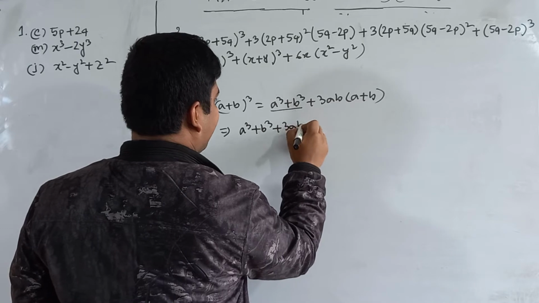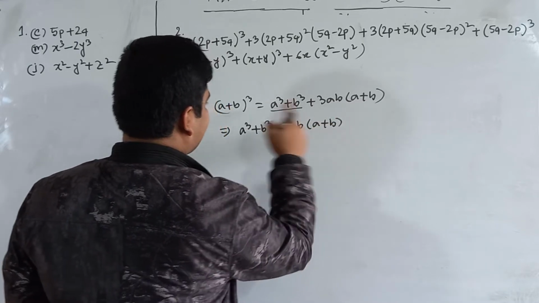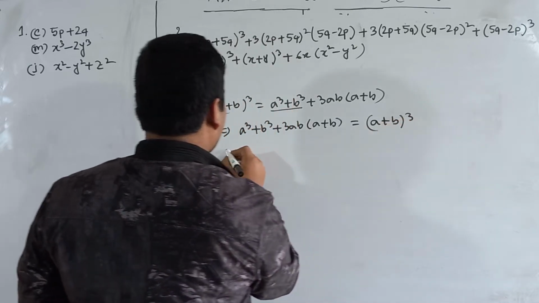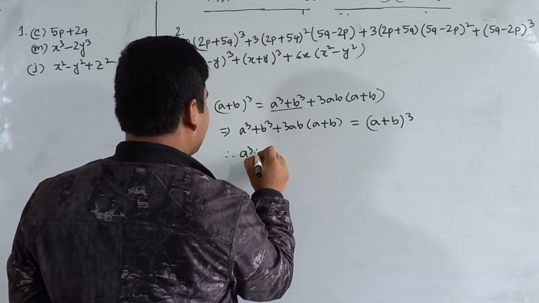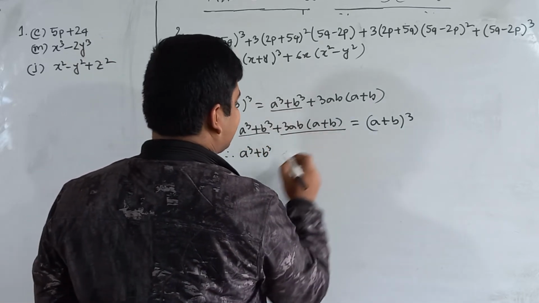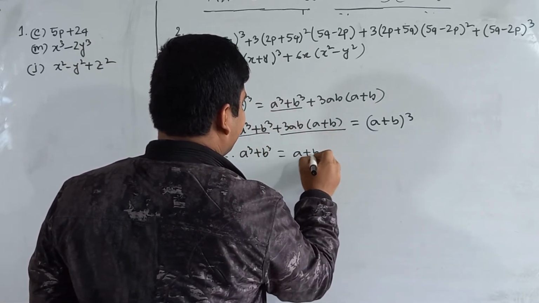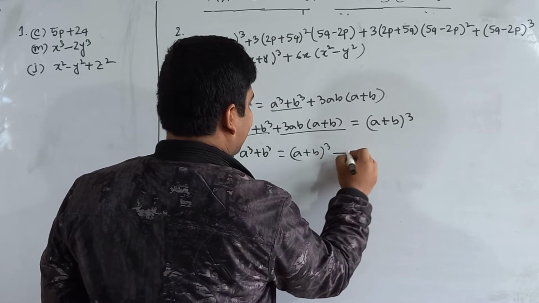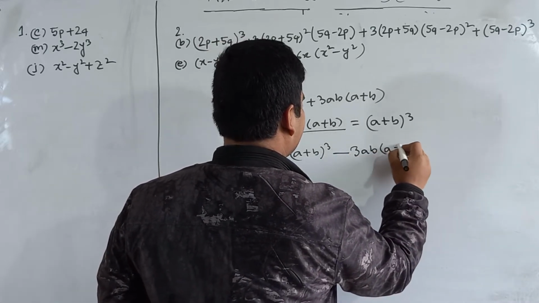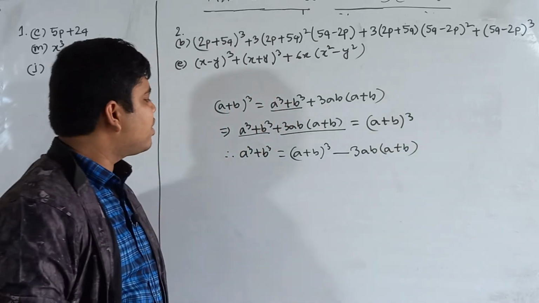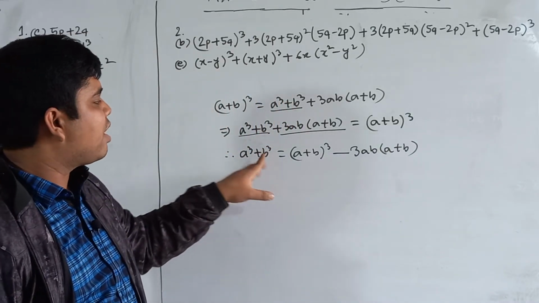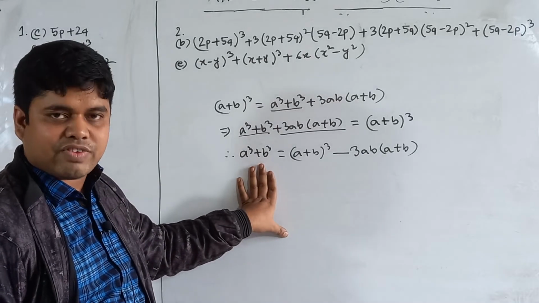plus 3ab into a plus b, and this side is written here on the other side a plus b whole cube. Now a cube plus b cube, we want to find out this value, that means this position changes and it will be a plus b whole cube, and it is plus, and when it changes position it will be minus 3ab into a plus b. So this is the formula of a cube plus b cube. Okay, we use this to find out values.